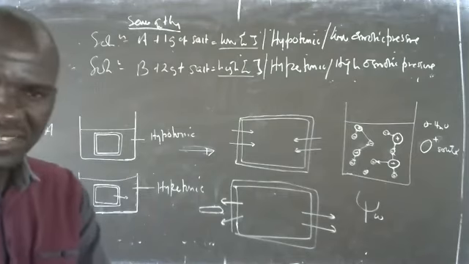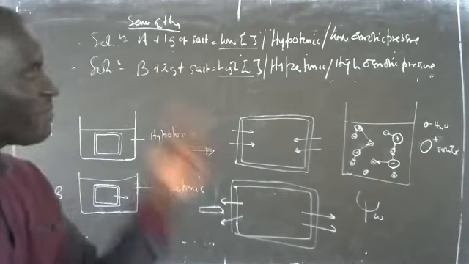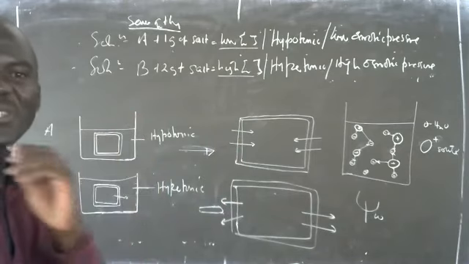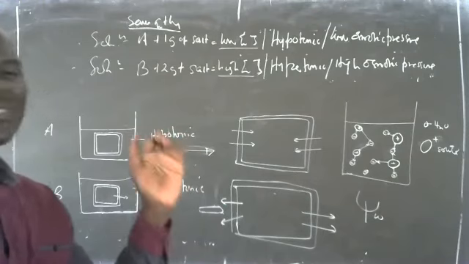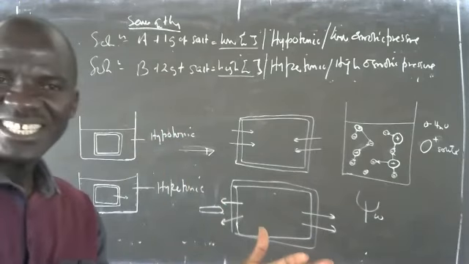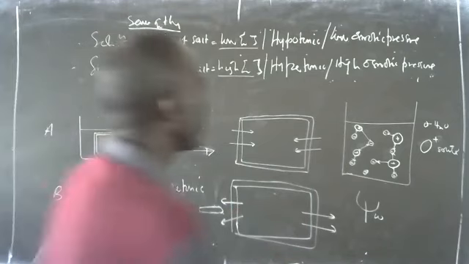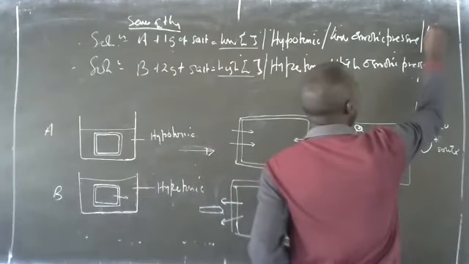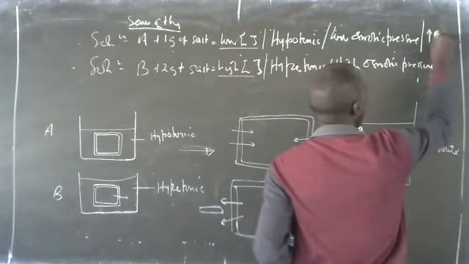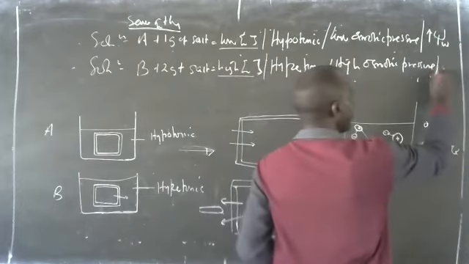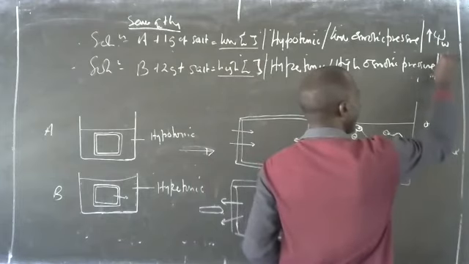Yes, you are very correct. A will be having a higher water potential. Why? It is of low concentration. It has a low osmotic pressure. That means that very few water molecules will be attracted. Many will be free. So I can say this one has a higher water potential, and this one has a lower water potential.